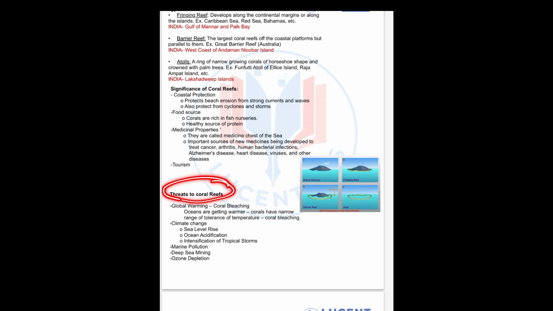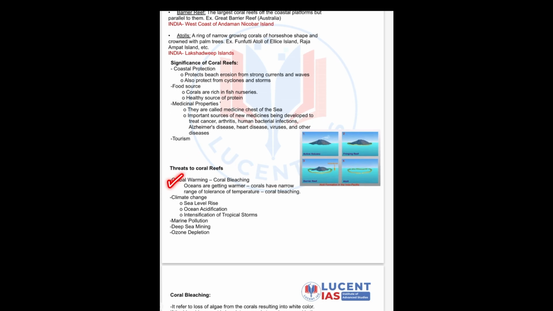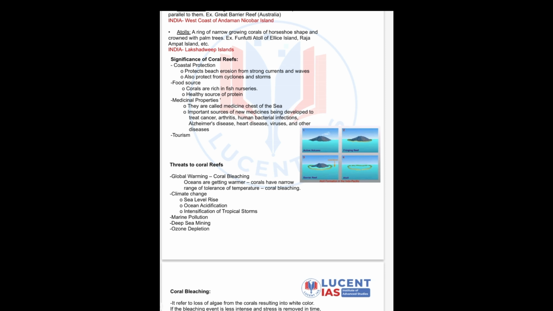Next, what are the threats to coral reefs? First is the global warming. Global warming leads to coral bleaching. So what is coral bleaching? We will study next. Oceans are getting warmer, and as we know, corals need a specific kind of temperature. So coral cannot survive, their symbiotic relationship gets lost and they die. Then climate change leading to sea level rise, ocean acidification, intensification of tropical storms, all this harming the stability of corals and formation of corals. Then marine pollution, deep sea mining, ozone depletion, etc.